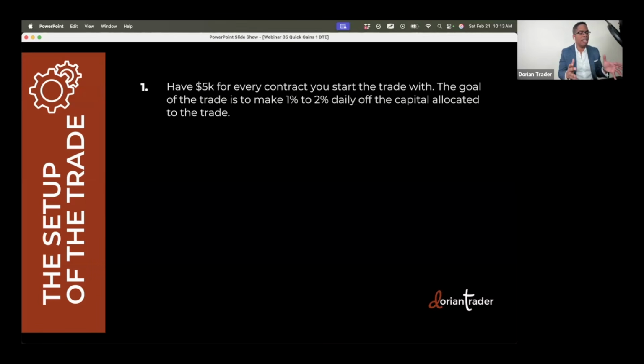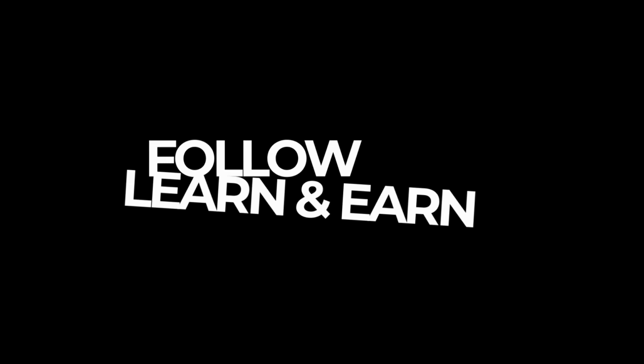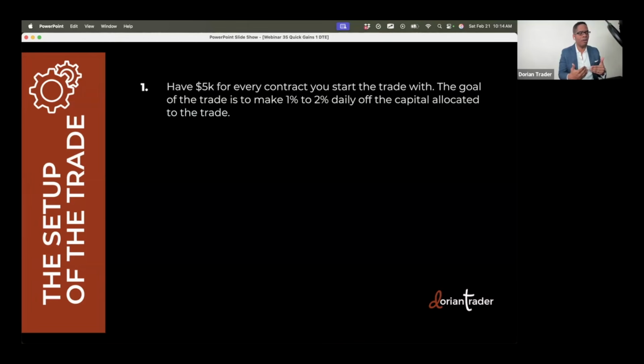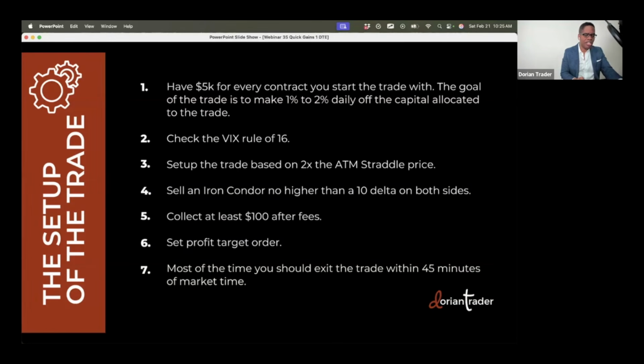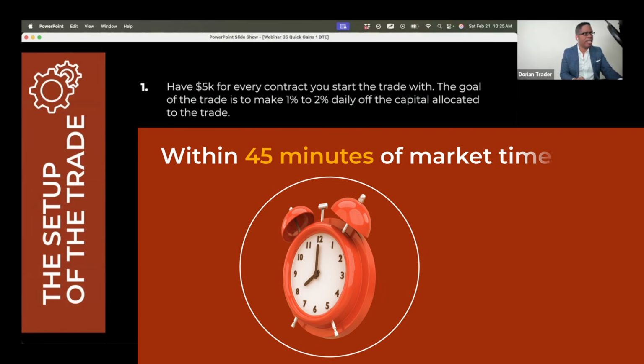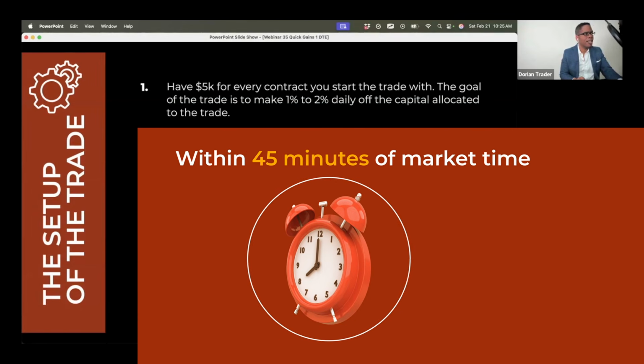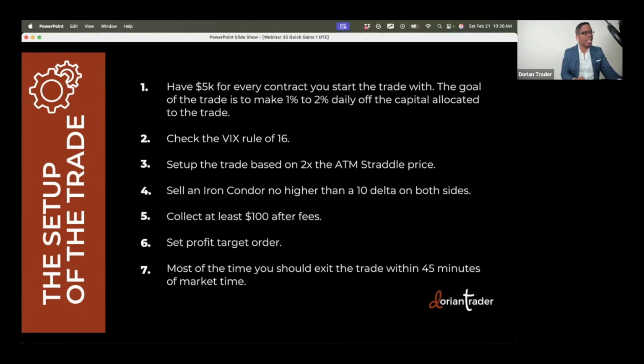But until then, this strategy has been an awesome strategy for smaller size accounts because it's darn near like day trading, but not day trading. And the way we teach it, it is absolutely phenomenal. So most of the time, you should exit the trade within 45 minutes of market time. Now, you guys, this is our specialty here at Dorian Trader. This is one of the things I should say that completely differentiates us from everyone else out there in the markets.